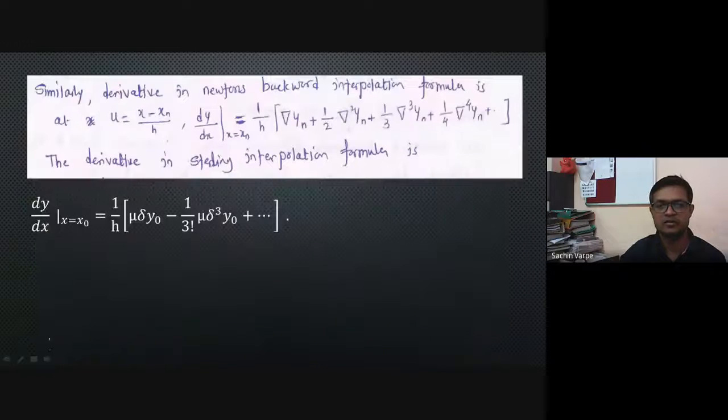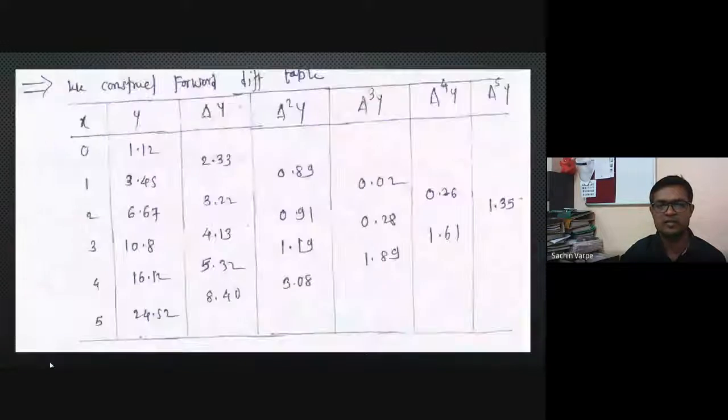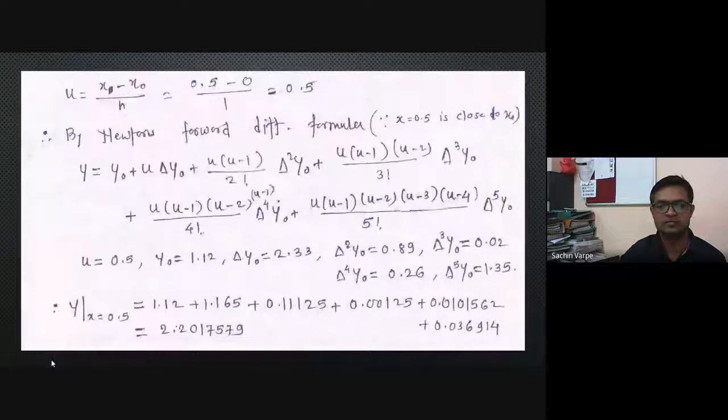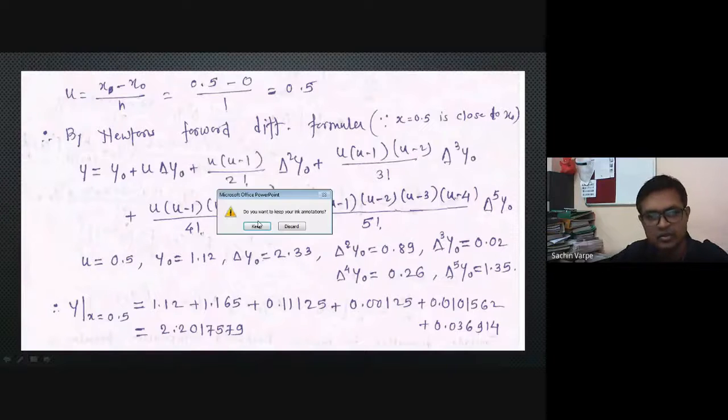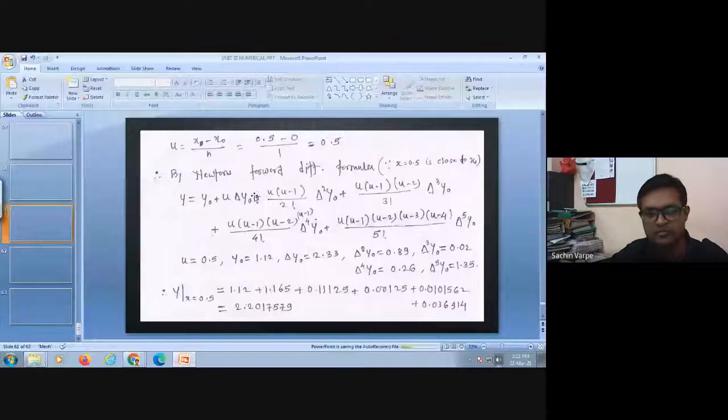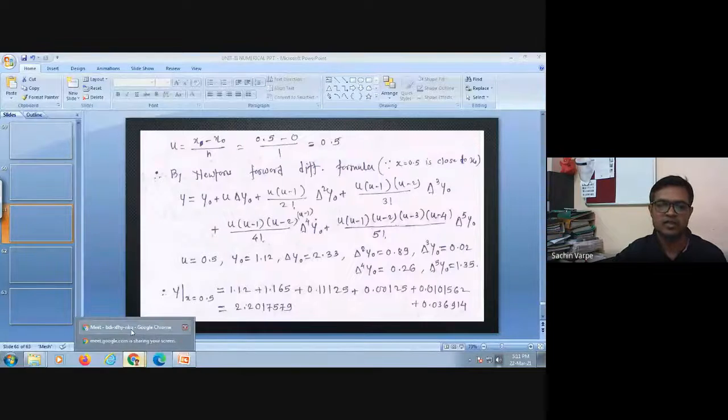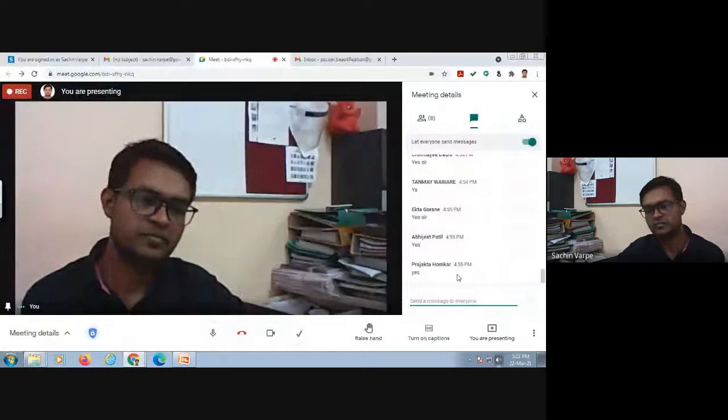Numerical integration and differentiation. So you just go through these solved examples from the notes and from the book if you have. You can ask your doubts if any. Is this clear to everyone?